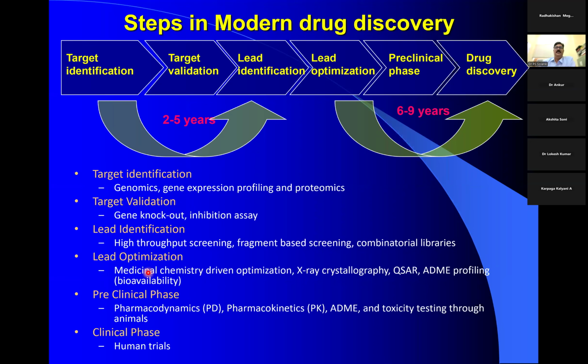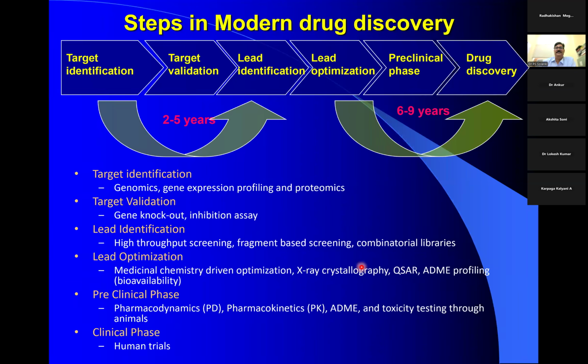This is a medicinal chemistry driven approach where optimization focuses on chemically modifying the compound to improve its effectiveness and safety. We use X-ray crystallography to visualize how the drug interacts with the target, while QSAR, or quantitative structure activity relationship, models predict biological activity based on the chemical structure.